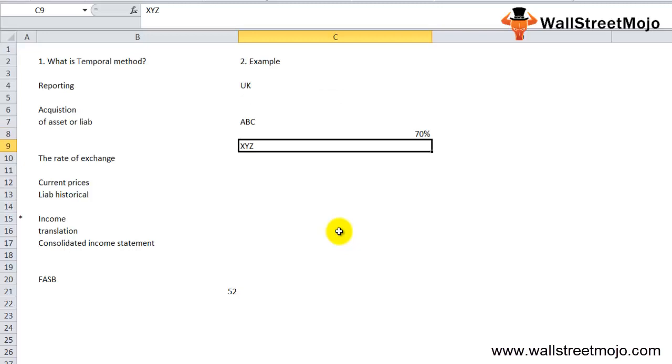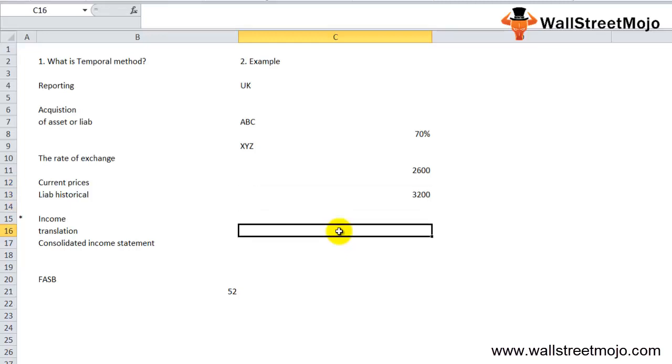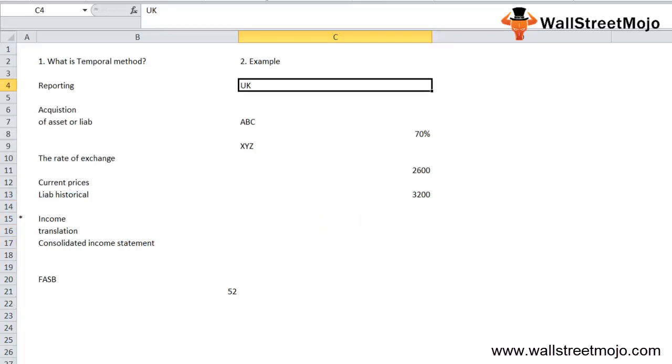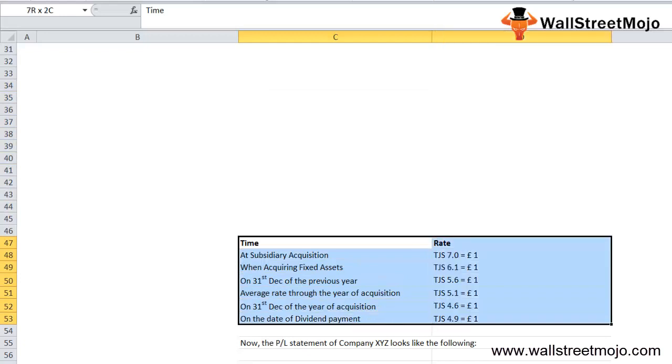Now, ABC paid, let's say, £2,600 for the acquisition of XYZ, that is the 70% share capital. For acquiring the reserves of XYZ, ABC has to pay a sum equivalent to 3,200 at the date of acquisition. Right now, consider the following rates that will apply.